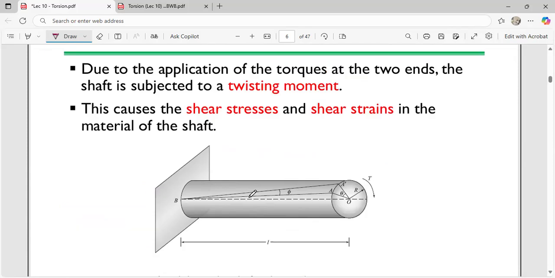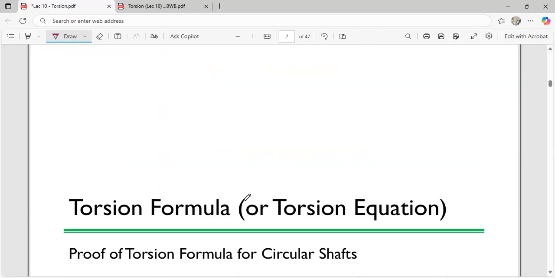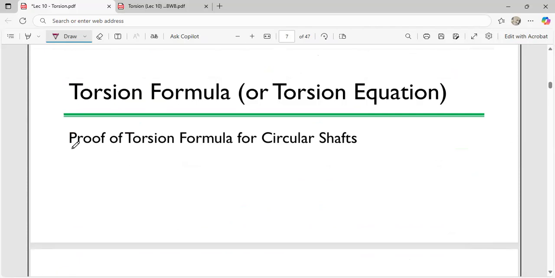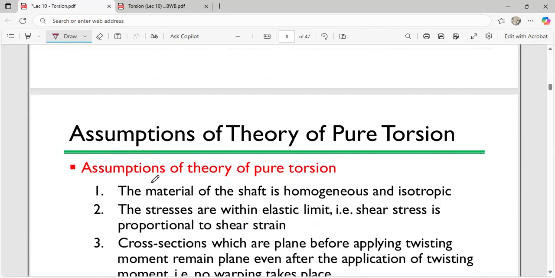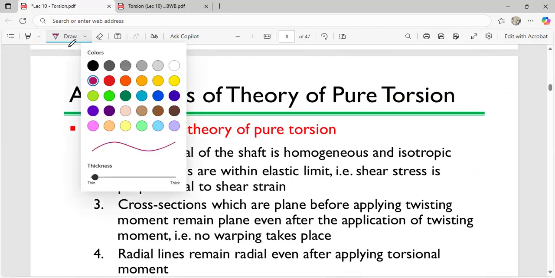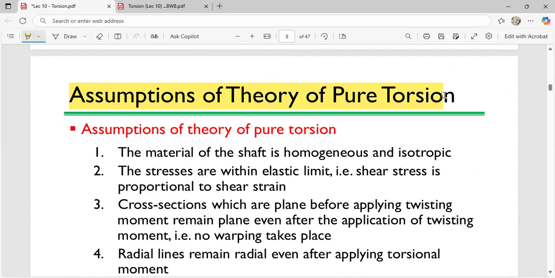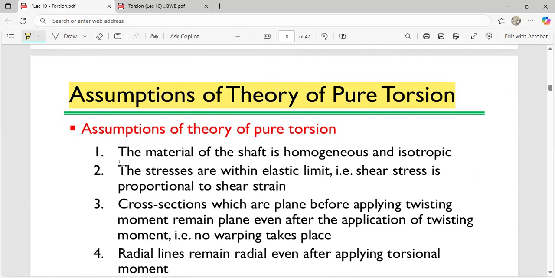Yes. Okay, let's quickly proceed. And this is the proof of the torsion formula. We are going to be looking at it soon. But before then, these are some of the assumptions of the theory of pure torsion. Let's quickly have a look at that. And also, let's all remember to take a note and a jotter so that as we read or learn along, we can jot some important points that can aid our understanding later.